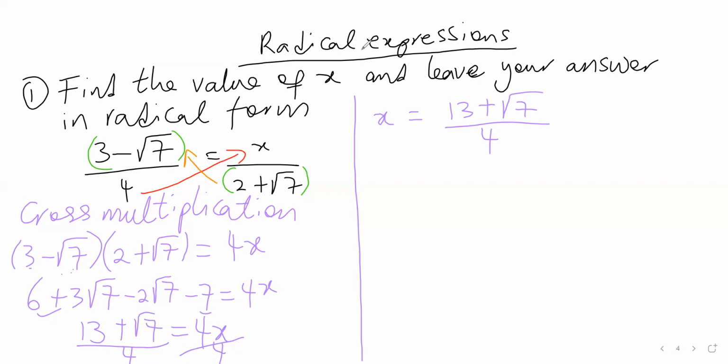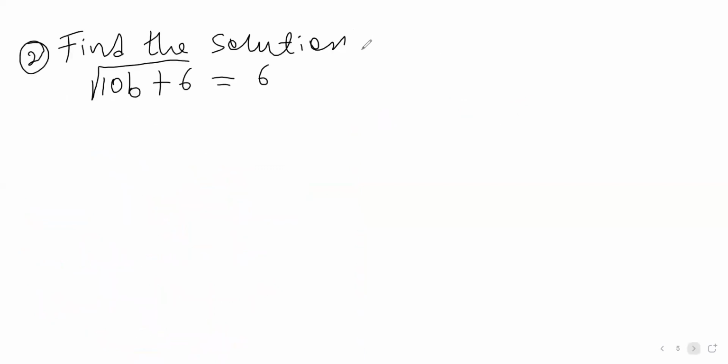Any question? All right. Now, the next question says find the solution of the equation radical 10b plus 6 is equal to 6. What we have to do first step is to get rid of the radical symbol, right? In getting rid of the radical symbol, it means you have to find the square of each side, okay? You need to square each side. When you square each side, then it will get rid of the square root.